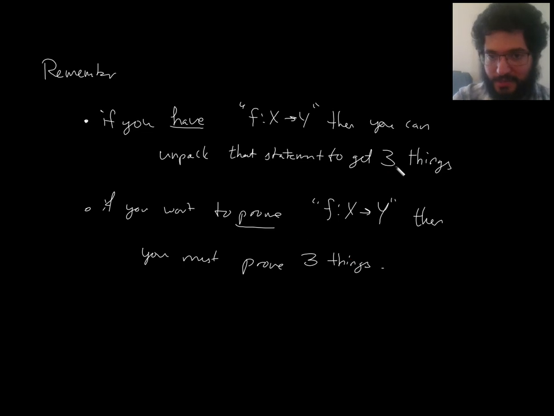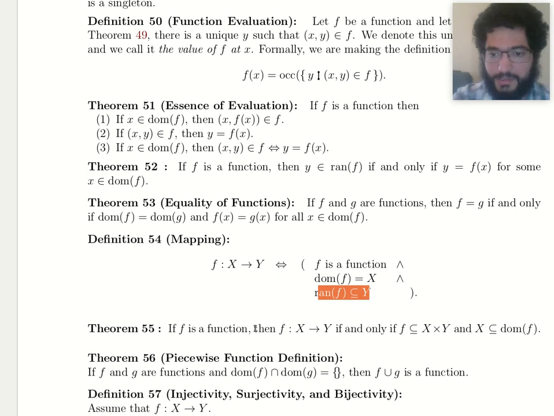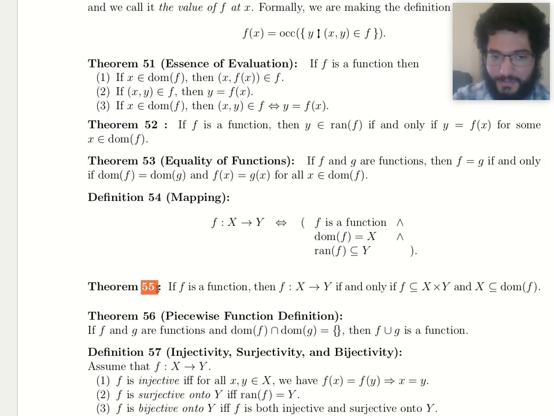A kind of exception, here I'm saying three things, that's because I'm focusing on the definition. If you have already done your homework problem and finished proving theorem 55, you can use that later. If you already know f is a function, then that, well, I guess that's still three things. To know that this is true, you need to know f is a function, and f is a subset of this, and this is a subset of that. So that's just a different way of framing the three things.